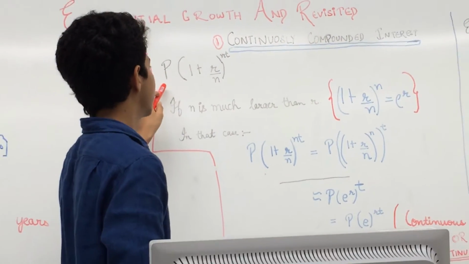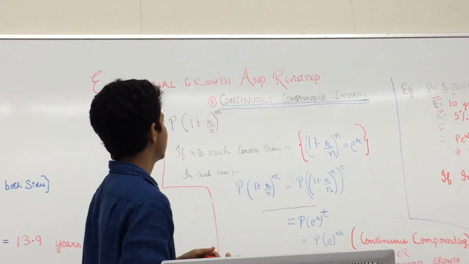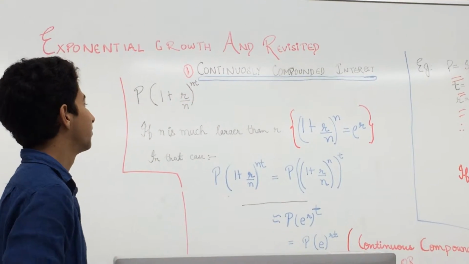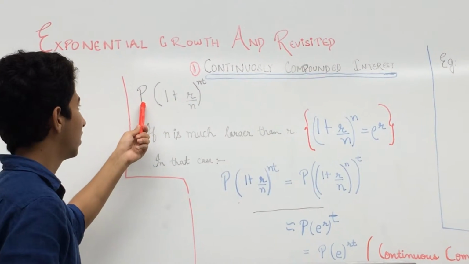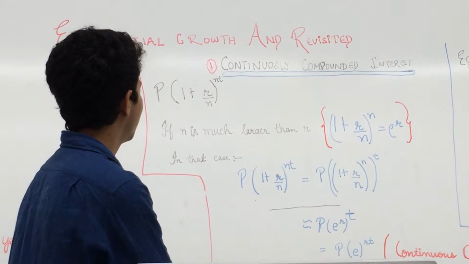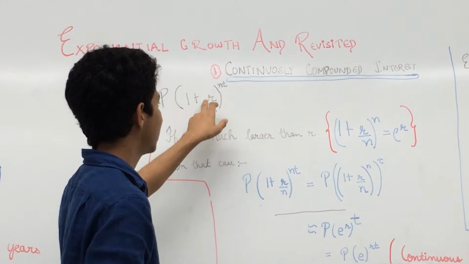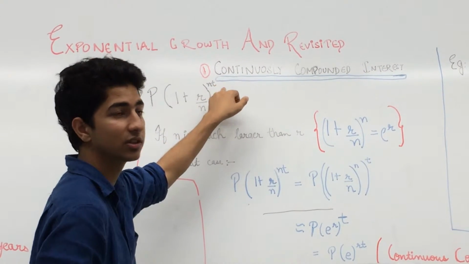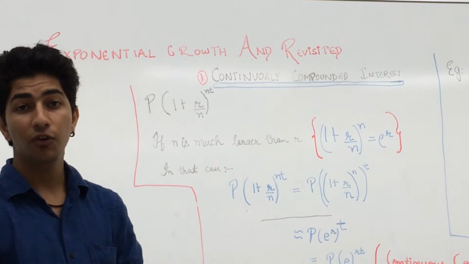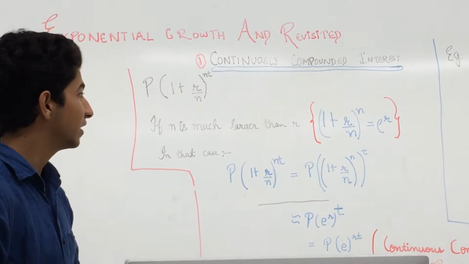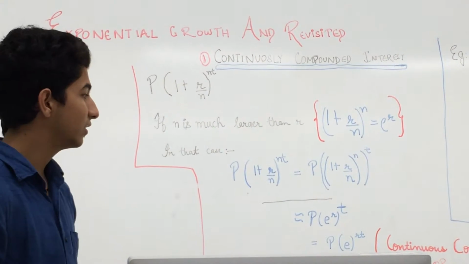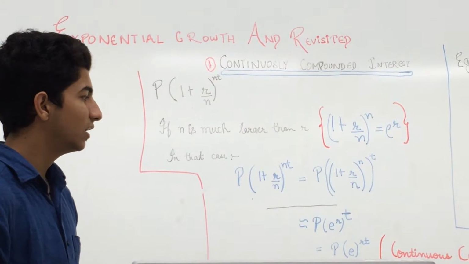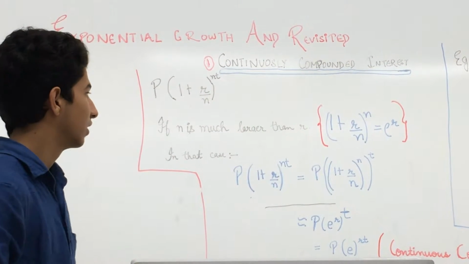The formula which comes under this is P times (1 + R/N) raised to the power N times T. P is the value that the person has, R is the rate, N is the number of times it is compounded in a year, and T is the time. If the value of N is much larger than R, then we can derive the formula for continuous growth rate, or continuous compounding.